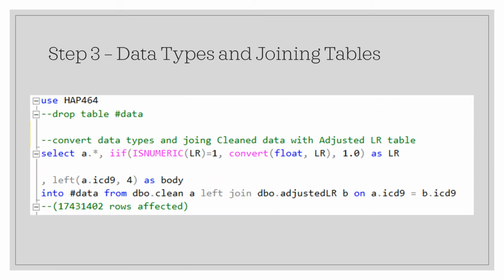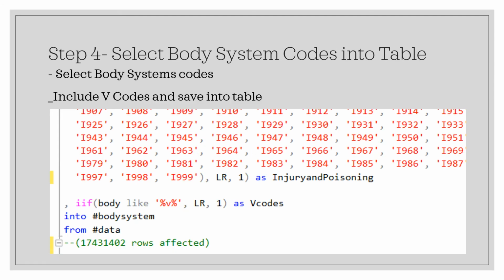So now for the actual coding. We're going to start obviously with our database. We need to convert the data types in the adjusted LR table. They're in varchars, so we need to change them to float so that we can do calculations. And then we're going to join our tables together.